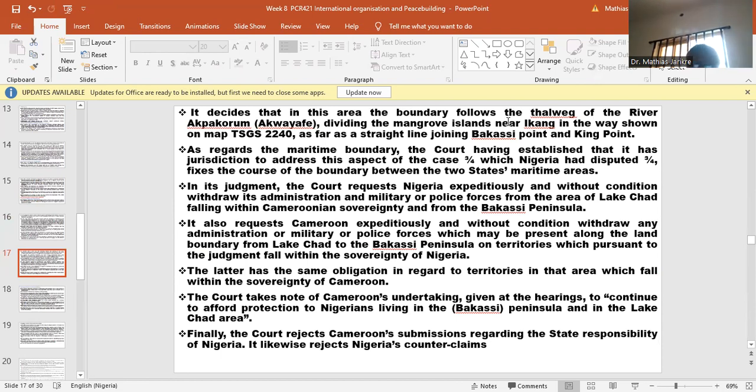Finally, the court rejected Cameroon's submission regarding the state responsibility of Nigeria. It likewise rejected Nigeria's counterclaim.